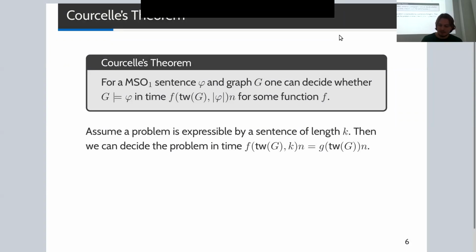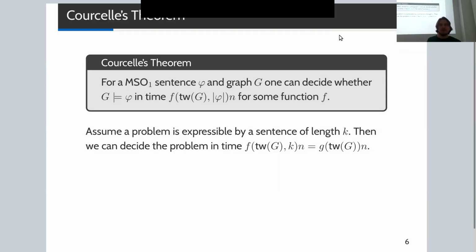One second. Just trying to open the chat in case anybody writes something, so I see it later. Or you just speak up.